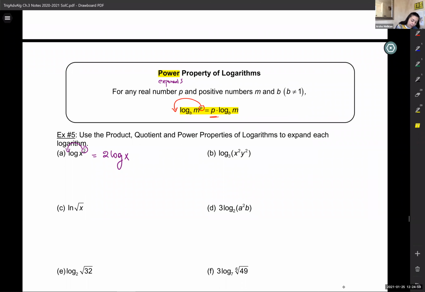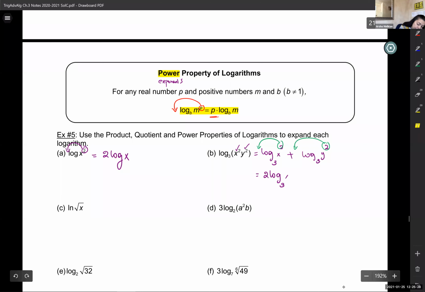Okay. Look at the next one. I have 2 elements, x squared, y squared. So I'm going to get 2 logs. Log base 3 x squared plus log base 3 y squared. But now each of the 2's come down and become coefficients. So I get 2 log base 3 of x plus 2 log base 3 of y. Okay? Any questions?